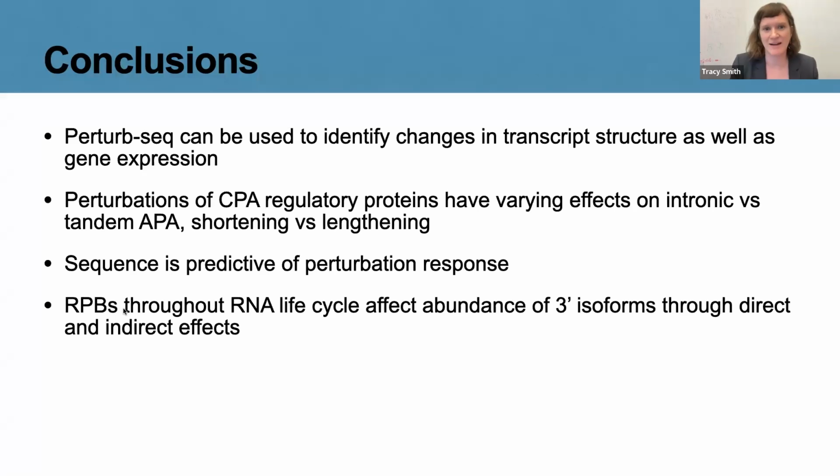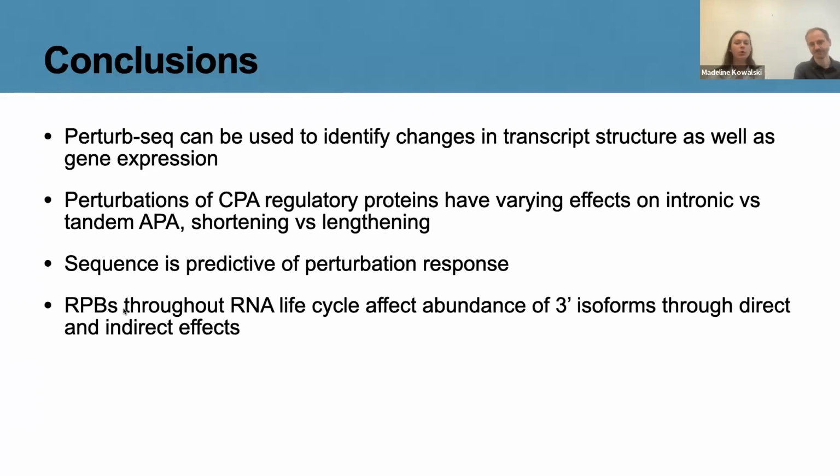One question that we have is, do you think that the ribosomal binding proteins that you tested directly interact with the transcripts to influence cleavage and polyadenylation?